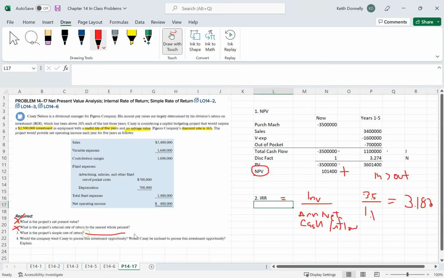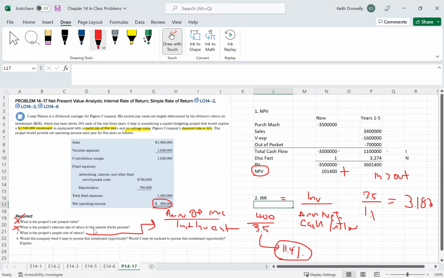Finally, they want the simple rate of return. That's going to be just our annual incremental operating income over our initial investment. Our initial investment we know is 3.5. And our annual operating income, if we look at it, is going to be 400,000 from right there. You do the math on that, and you're looking at 11.4%. So your simple rate of return is 11.4.